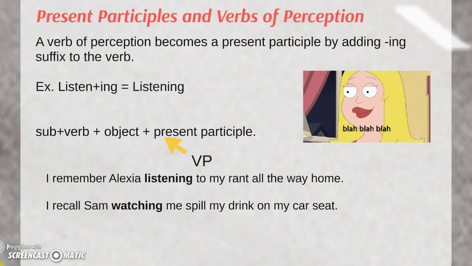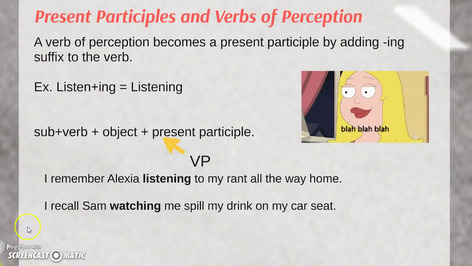Welcome back. Now we will briefly discuss present participles and verbs of perception. A verb of perception becomes a present participle by adding the ing suffix to the end of the verb. For example, the word listen plus ing becomes the word listening. Adding ing to the end of a word indicates that an action was in progress when the action was perceived. The sentence should look as follows: subject plus verb plus object plus present participle, which is our verb of perception. Here are a few examples.